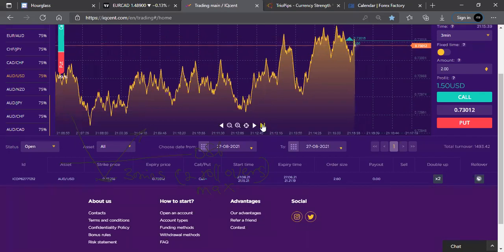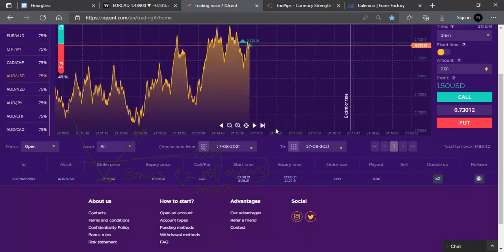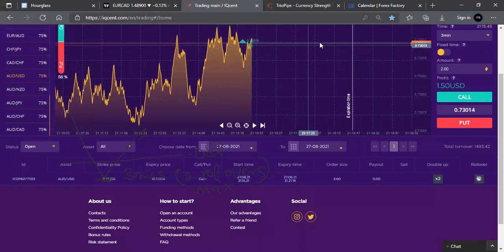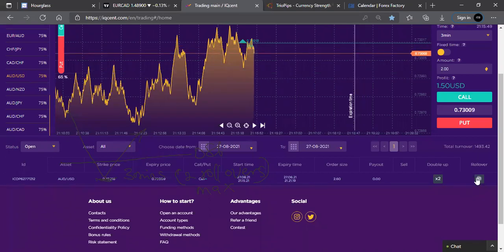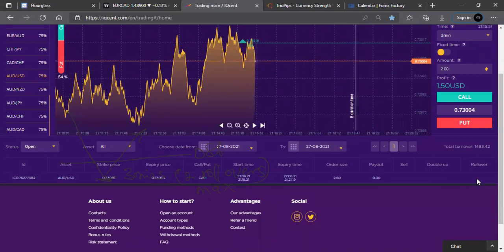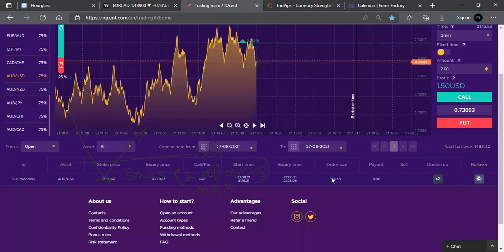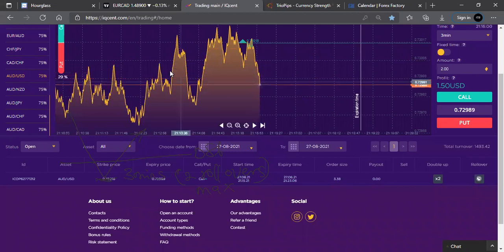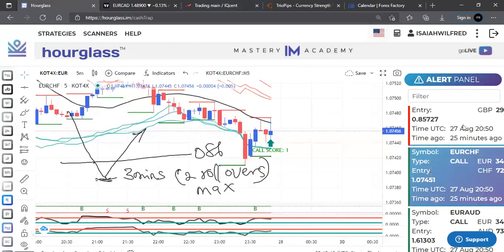I click on the rollover button and allow the trade to play out. If after a while I am still not in profit, I am permitted to roll over one more time. After I roll over the second time and I'm still not in profit, I'm supposed to leave this trade and look for another trade idea. So we are not forcing the trade. We are not doing more than 2 rollovers per trade.